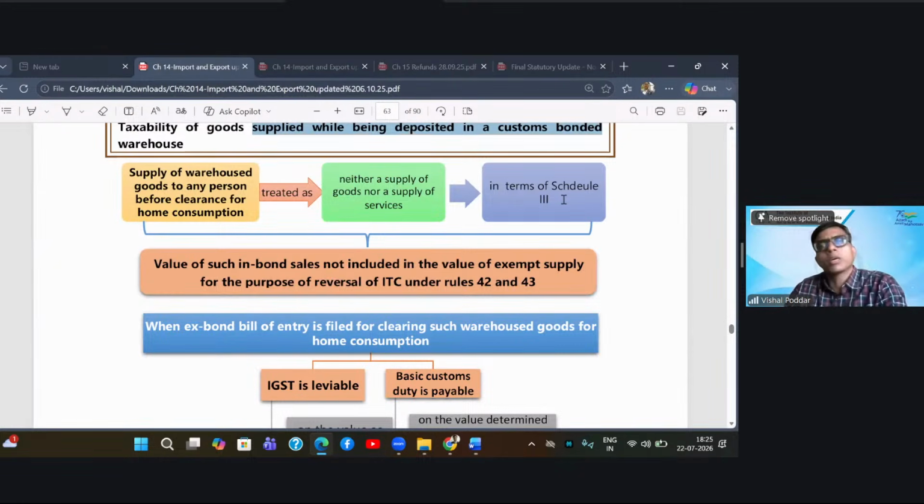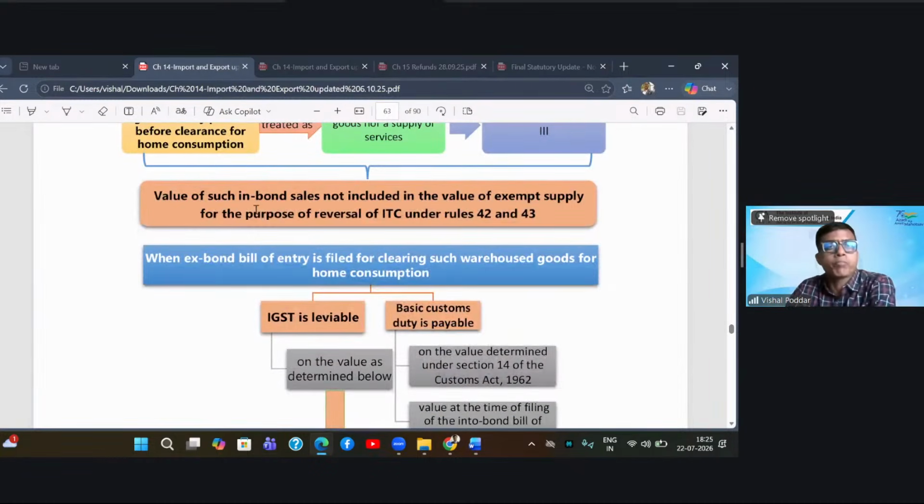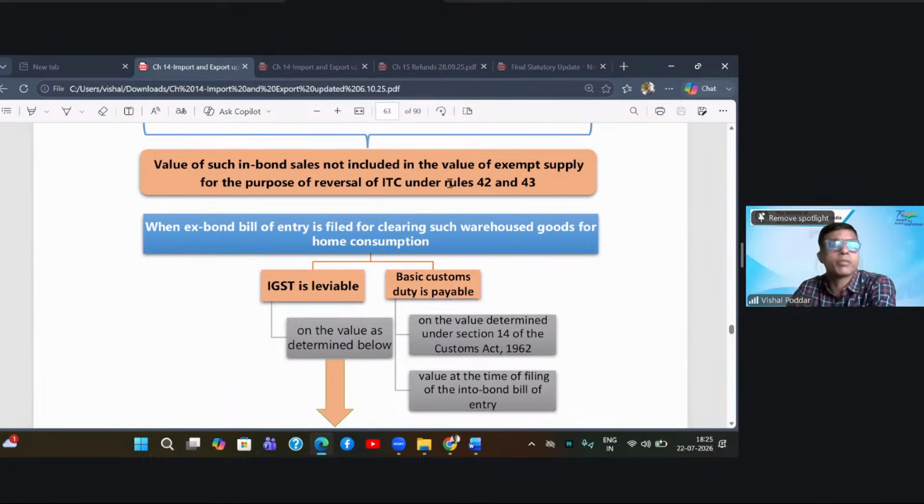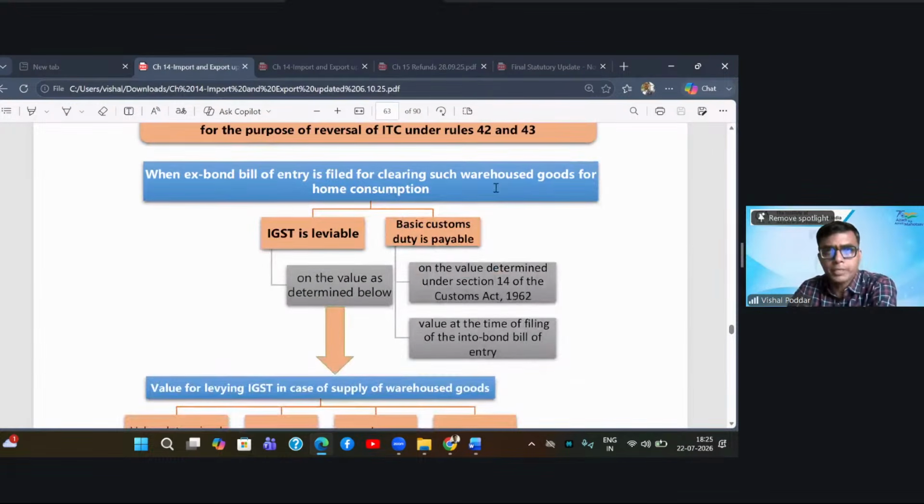Now here the question comes: when these goods which are lying in your bonded warehouse will be sold, we have seen that it is treated as a no supply transaction. So what will be the treatment? It says that the value of such in-bond sales will not be included in the value of exempt supply for the purpose of reversal of ITC under Rule 42 and 43. Correct?